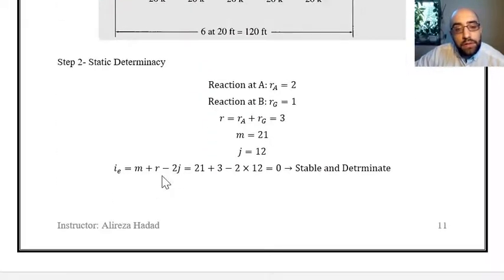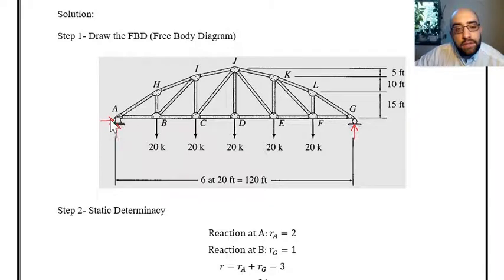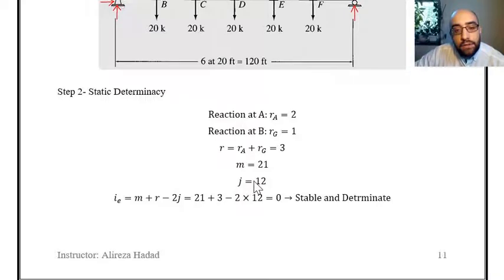So 21 members. R is the number of reactions, which is 1, 2, and 3. And J is the number of joints, which is 1, 2, 3, 4, 5, 6, 7, 8, 9, 10, 11, and 12. So J is equal to 12. Now putting these into the equation, you can see the final result is 0, which means that the truss is stable and determinate.